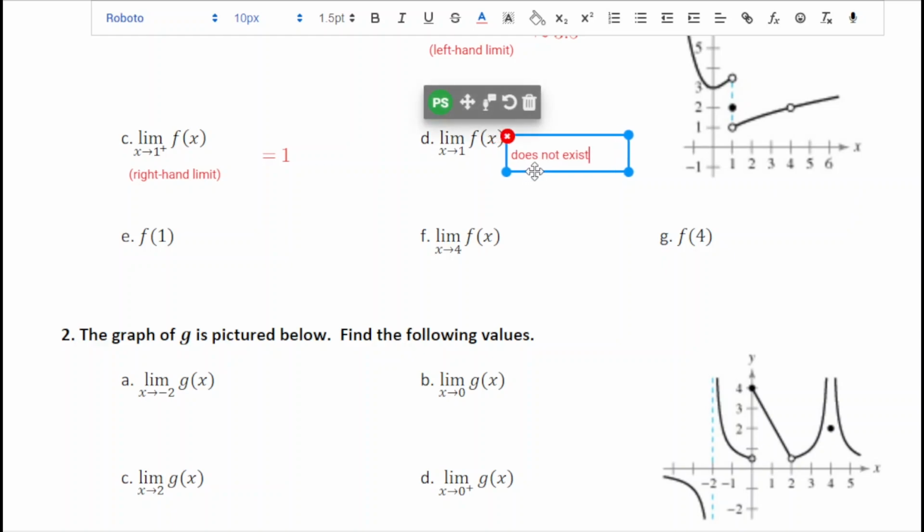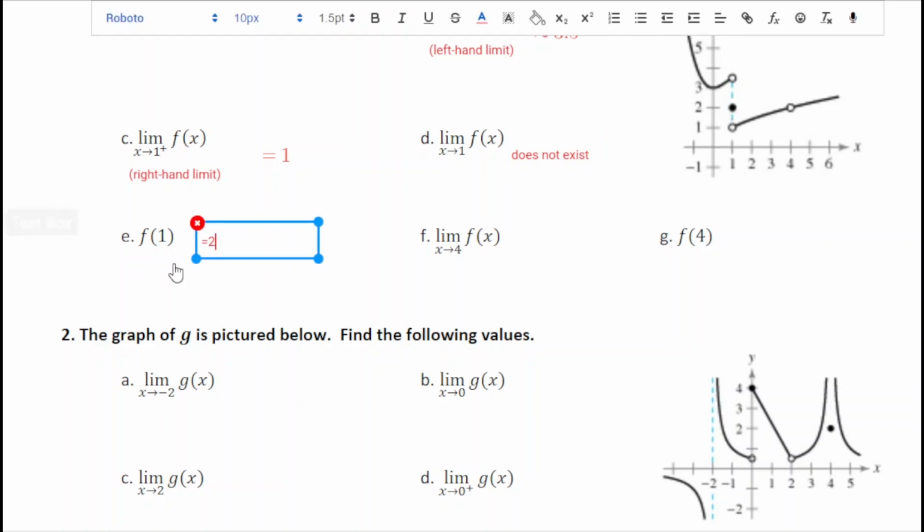Now if we just evaluate the function when x is 1, and we're not talking about limits at all for part E, we just need to figure out where it is actually defined when x is 1. And if I look for x is 1, it's defined right here, and y is going to be 2.